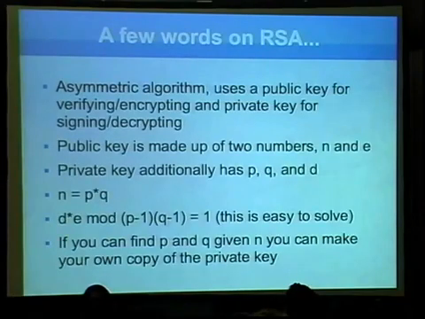The public key is made up of two numbers, N, which is called the modulus, and E, which is the public exponent. The private key has three additional numbers: P and Q, which are two large primes that are approximately the square root of the modulus. The modulus is generated by multiplying those two numbers together. And D. There's an equation up there. D can be derived from E, P, and Q, if you have those three numbers.